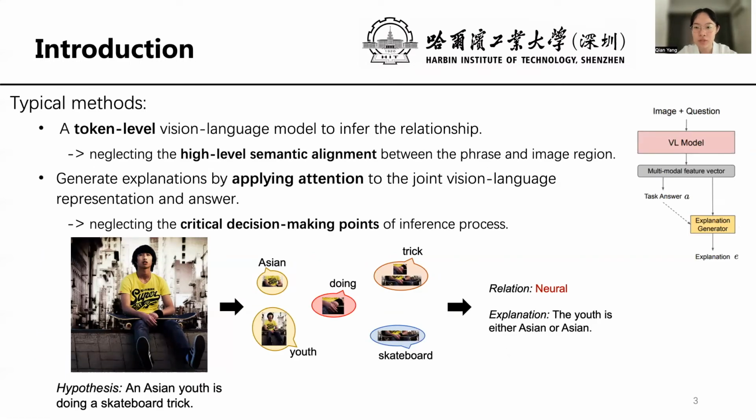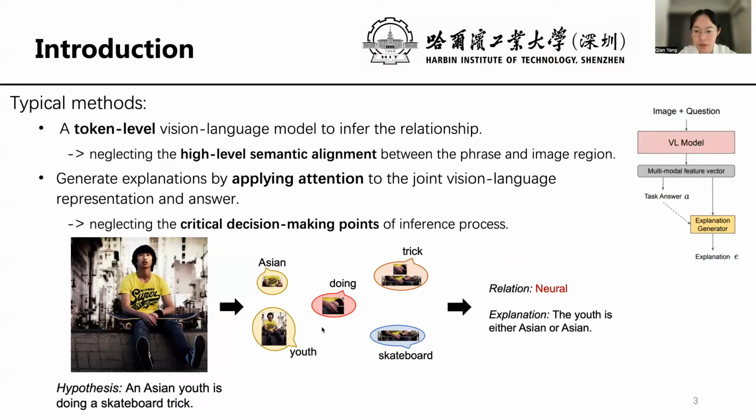Typical methods usually use a token-level vision language model to infer the relationship, and then the joint vision language representation along with the answer will be fed into the generator for an explanation. However, such methods suffer from two problems. First, most vision language models focus on building token-level alignment to learn the joint representation, neglecting the high-level semantic alignment between the phrase and image region. It often leads to ambiguous semantic understanding and vague alignment, making the classifier error-prone.